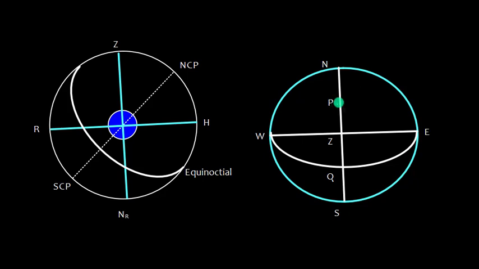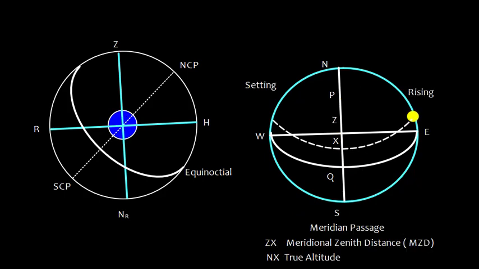So in this diagram, the latitude is represented by QZ. QZ represents latitude. Why? Because this is the equinoctial and this is the observer. So, similarly here this is the equator and this is the observer. So, this fellow is called latitude and it is represented here like this. Okay. Now, let us move on.